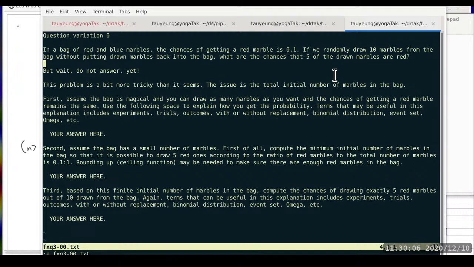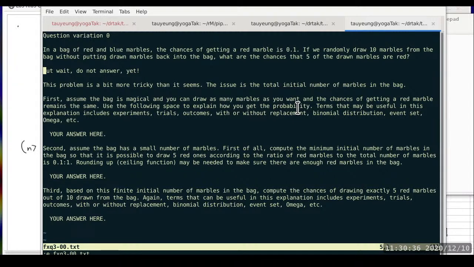Okay, so here's the first question. But wait, do not answer yet. This problem is a little bit more tricky than it seems. The issue is the total initial number of marbles, what that number is. How many marbles do we start with in the bag? First, assume the bag is magical and you can draw as many marbles as you want and the chances of getting a red marble remains constant.